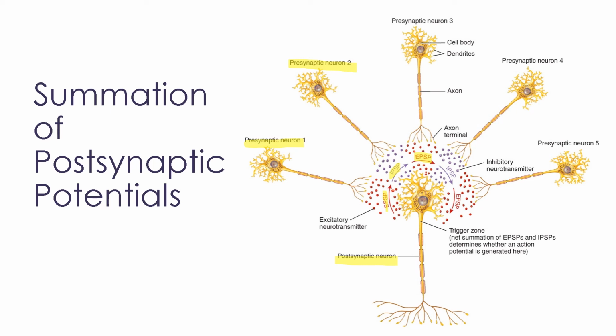This postsynaptic neuron at the trigger zone is going to summate all of these EPSPs and IPSPs and determine whether an action potential needs to be generated. It's going to summate everything and determine the response, and it could have one of 3 responses. The first total response could be an EPSP. This is where the total excitatory effects are going to be greater than the total inhibitory effects, but this is going to be still less than threshold.